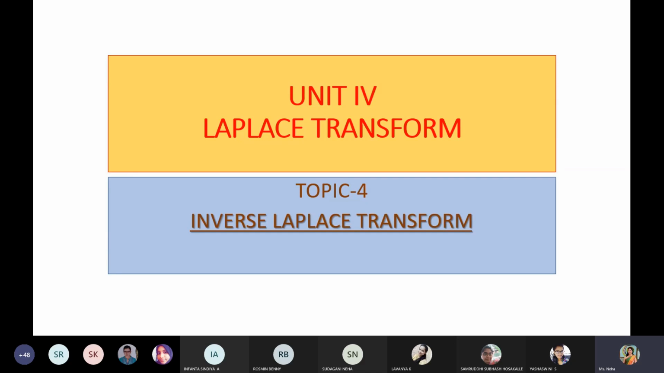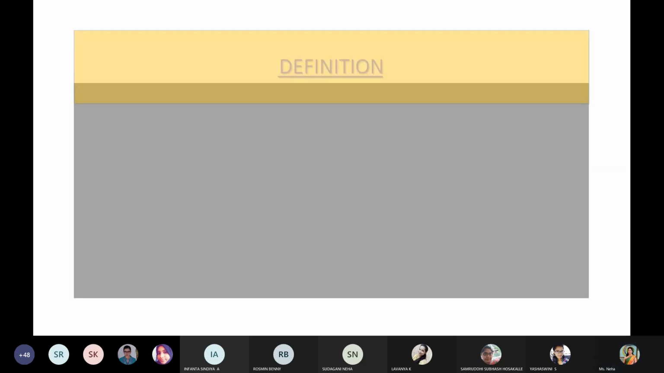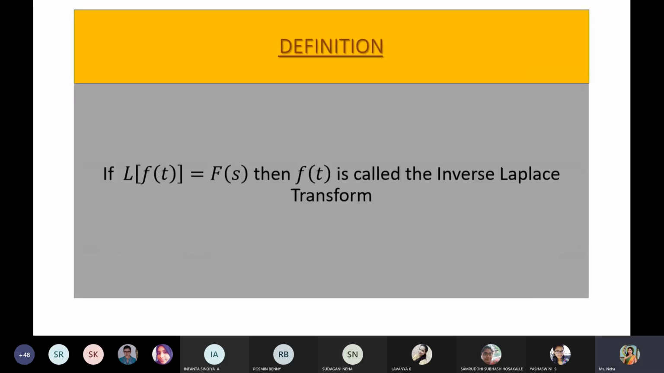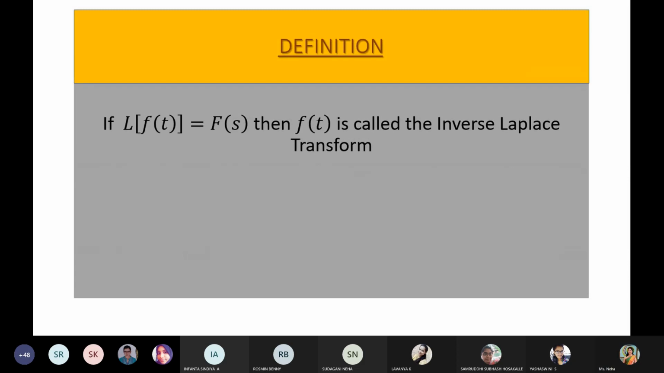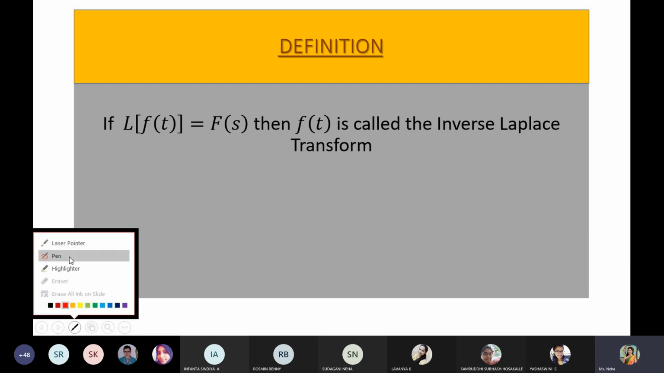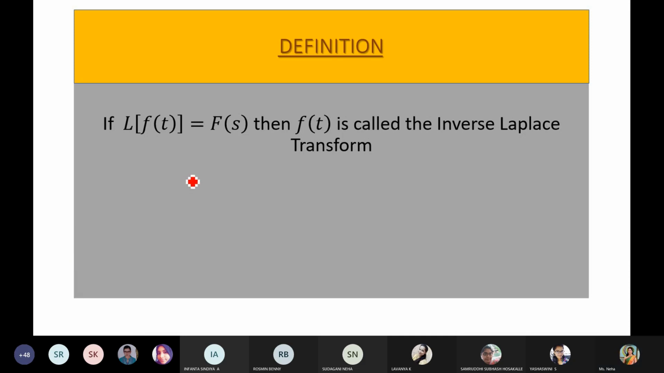Inverse Laplace transformation. Let's see the basic definition. If L of f of t is equal to capital F of s, then f of t is known as inverse Laplace transformation. It means this f of t you have to find out. This capital F of s will be given to you and you have to find out the f of t.